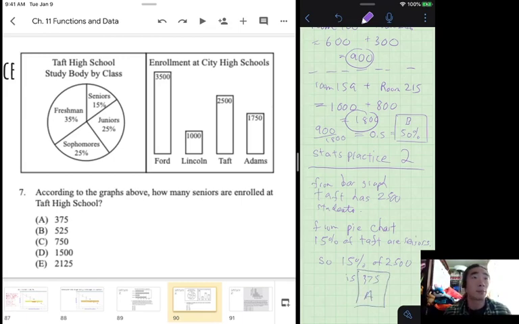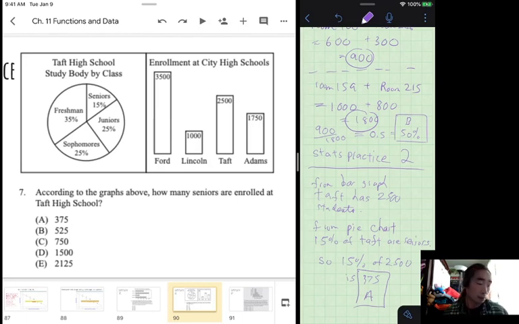Did you guys get some particular answers? Yes? Yeah, awesome, Melinda. So it is A. After you read these bar graphs and pie charts, it becomes a percent problem. The math behind it is finding 15% of 2,500, which is 375, so the answer here is in fact A.